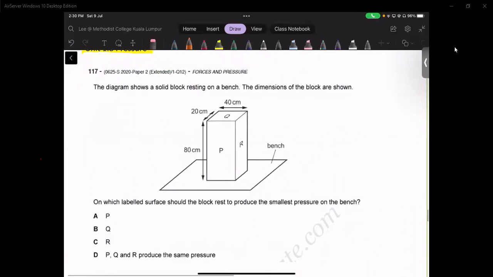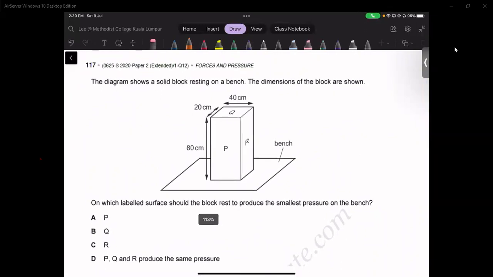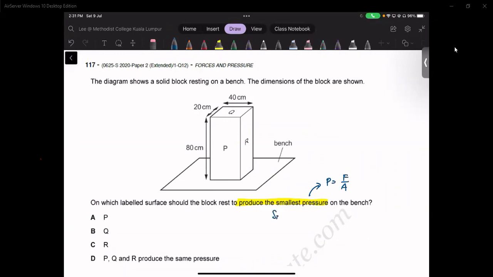Pressure question. The first one you will see is this block, and they ask you which side will produce the smallest pressure. You can think about pressure as force per unit area. So if I want the smallest pressure, do I want the largest or smallest area? Should my area be large or small?